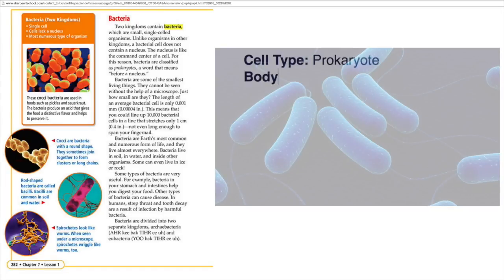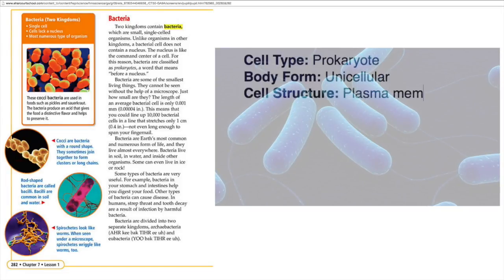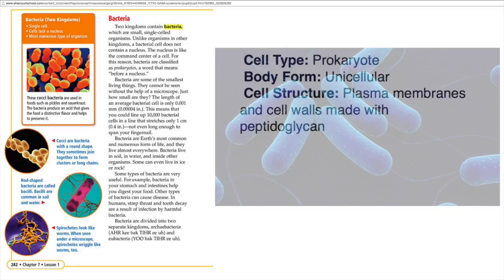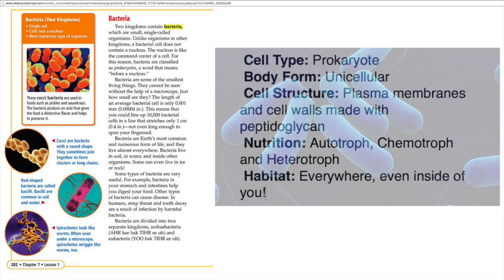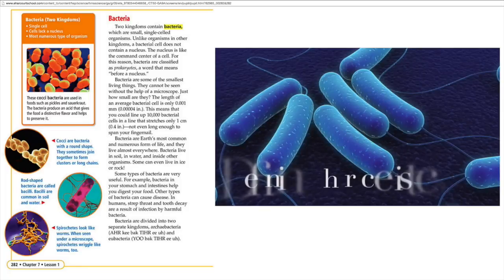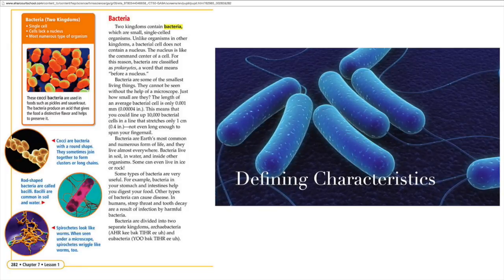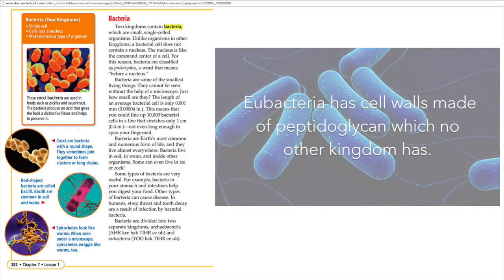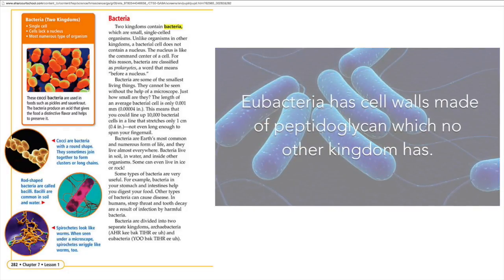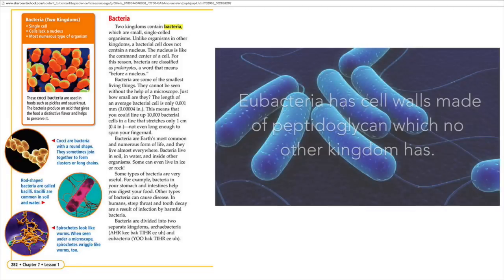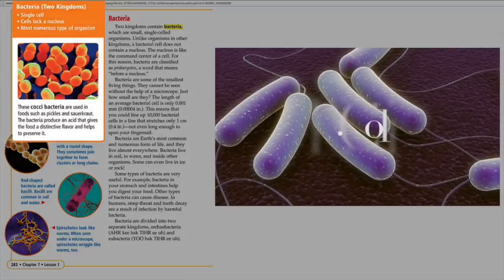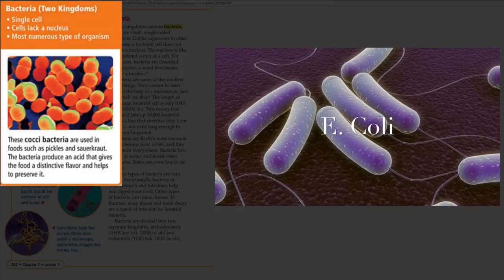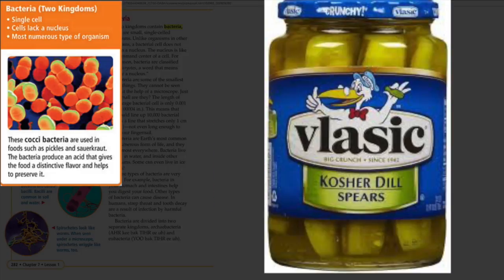And what's important with bacteria is they're usually single-celled. They lack a nucleus, and they're the most numerous type of organisms. In other words, there's bacteria everywhere. Okay? Usually when we think about the word bacteria, we think of something that's bad, but really most bacteria are good. There's only a few bad ones, and they give all the other bacteria a bad name. But if we look at the picture here on the left, these are Archaebacteria. They're used to make things that we love to eat, like pickles and sauerkraut.